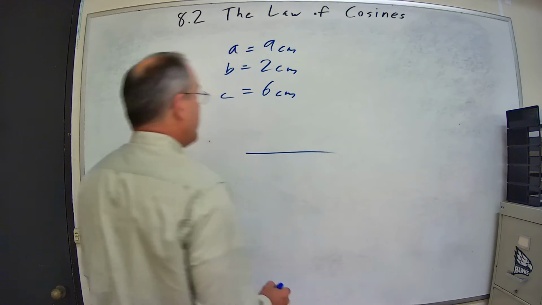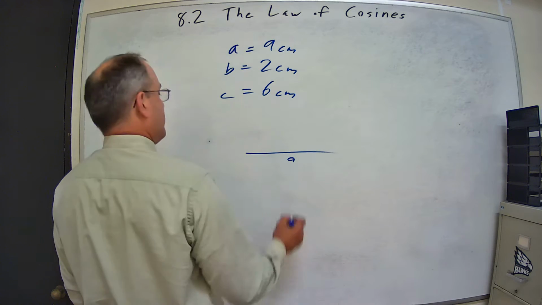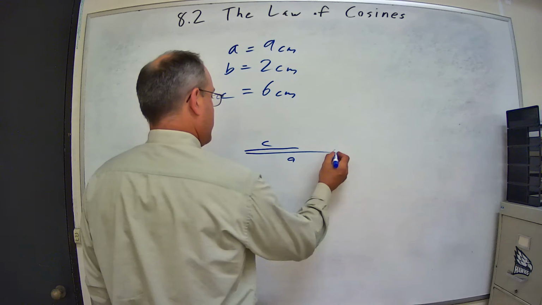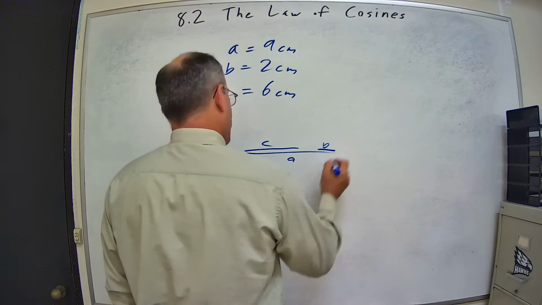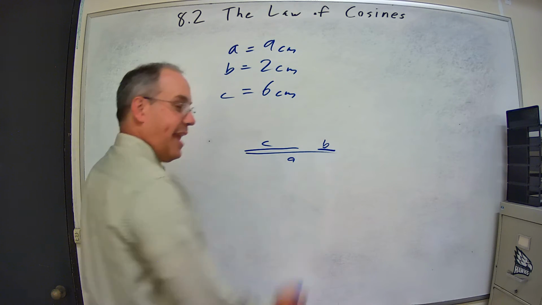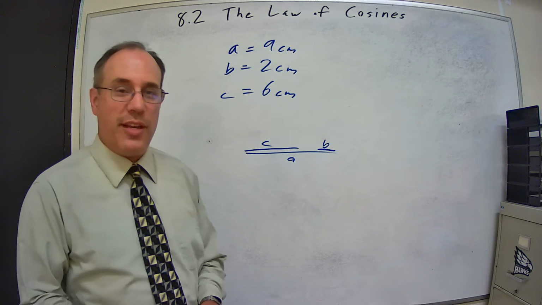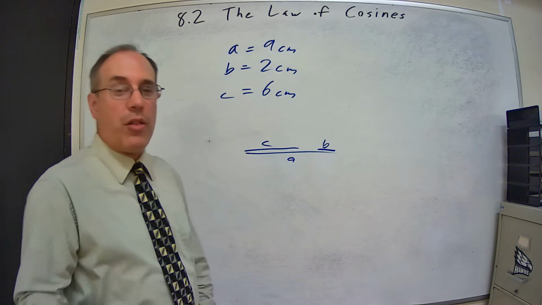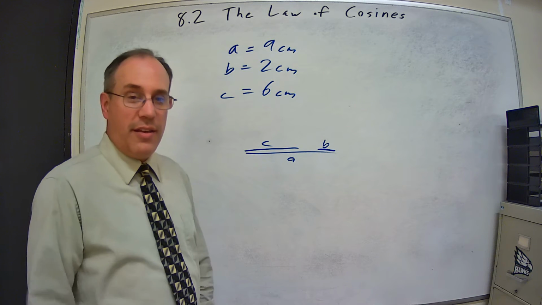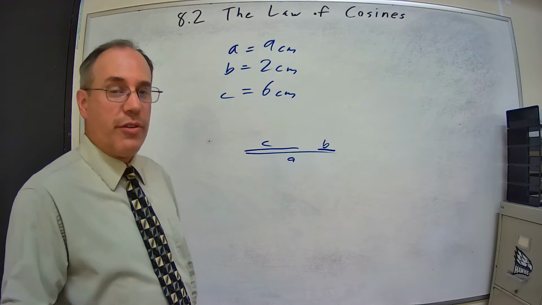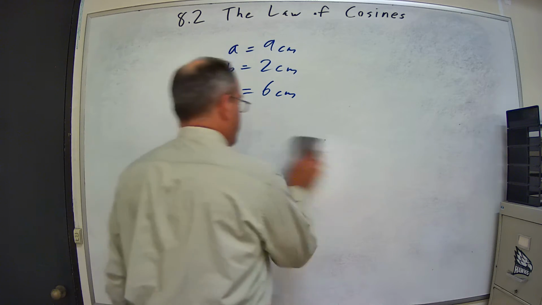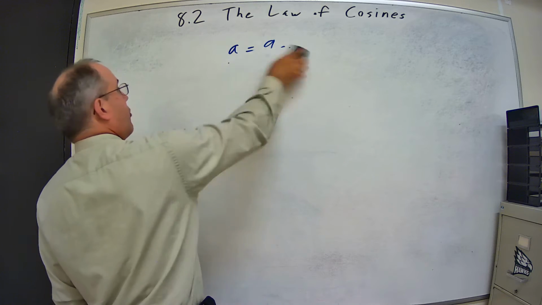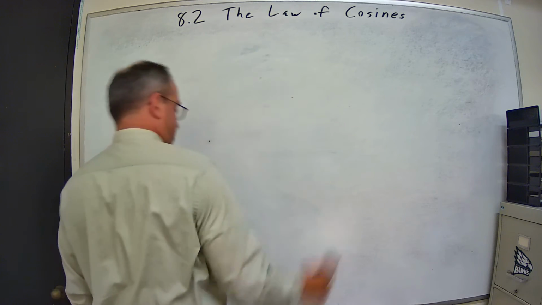You have side A, side C, and side B, and this nice gap in between. So anytime you have a triangle, the two smaller sides must add up to a value larger than the longest side. So that's one thing that we want to keep in mind with this.